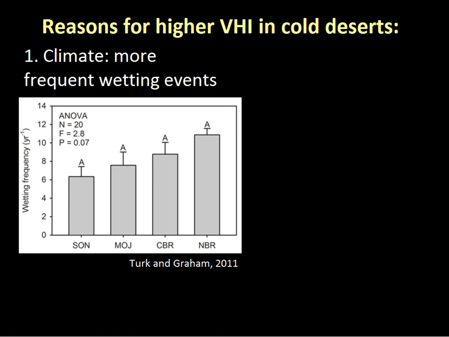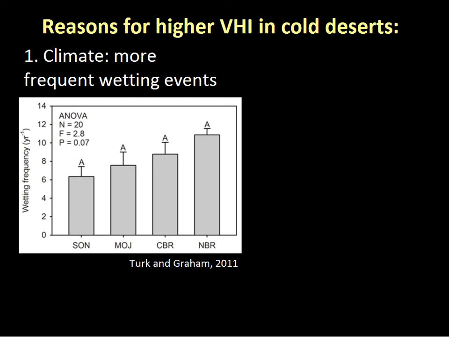So what is the reason for the difference in vesicular horizon expression between the different ecoregions? In order to think about this, I broke it down into what factor of soil formation is controlling this trend. The first possibility is that this is controlled by climate.